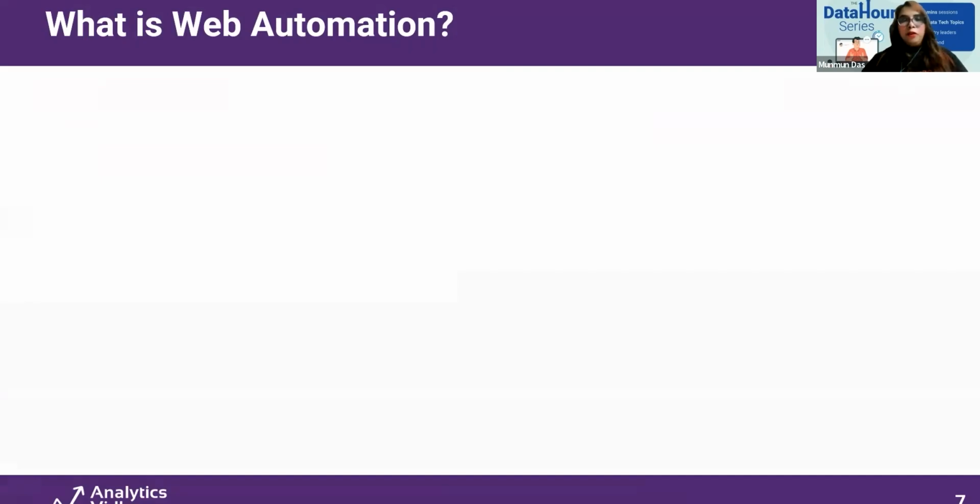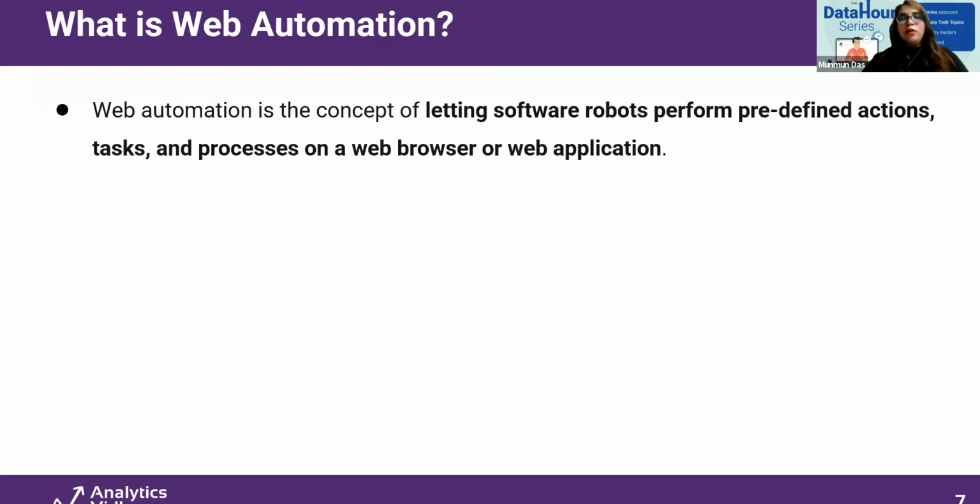So what is web automation? As I said, when we need to fetch data from a website, or when we need to post data in a website, that is web automation. If we go by the official definition, it is a concept of letting software robots perform predefined actions, tasks, and processes on a web browser or web application. Suppose, for example, generating a sales invoice. We need to give an invoice number or the customer number, and then we generate the receipt of that customer, whatever he or she has bought.